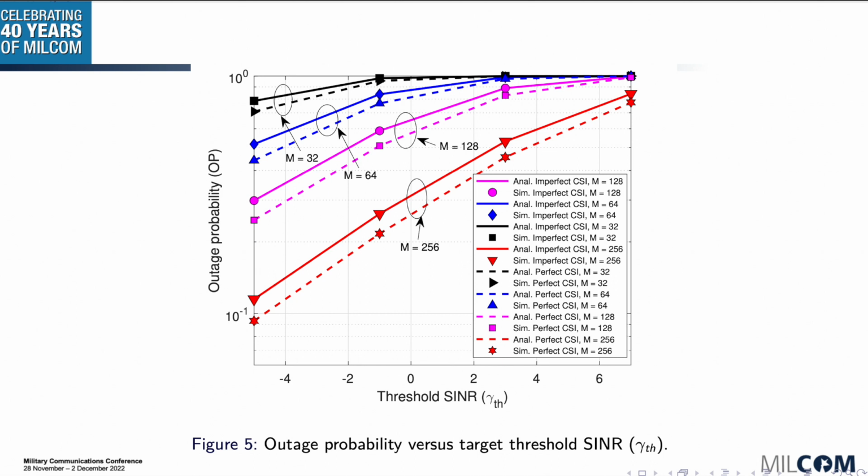Moreover, the perfect CSI yields better outage performance. As we could see, for the increased target SINR threshold, the outage performance degrades significantly for imperfect CSI of 20% channel estimation error when compared to the perfect case, which is like 0% channel estimation error.